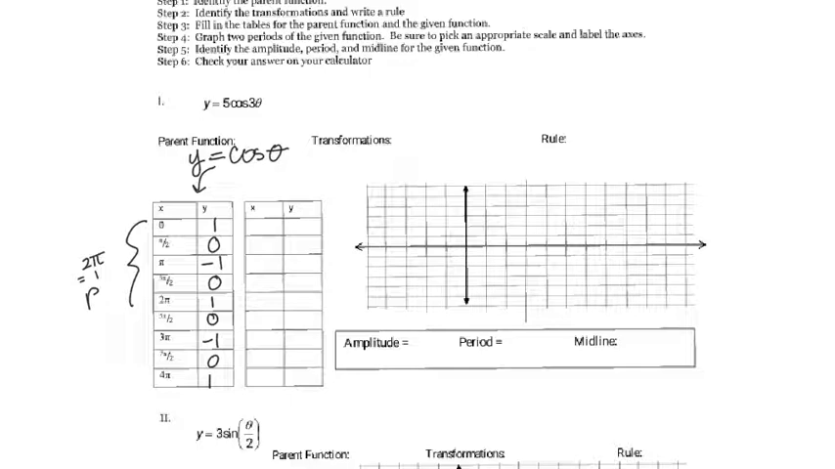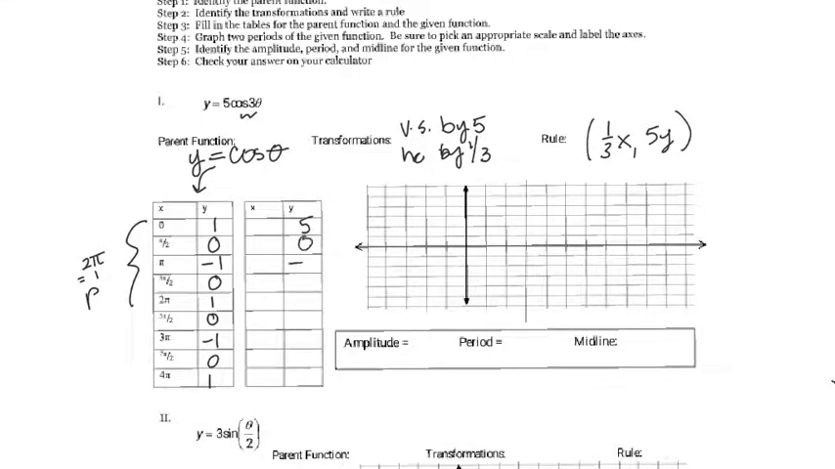Okay, transformations. The 5 is on the outside, so that's a vertical stretch by 5. And the 3 is on the inside, so that's a horizontal compression by 1/3. So my rule will be 1/3 x, 5y. I'm going to do the y's first because that's going to be easy, where I take all of these and multiply them by 5 to get this.